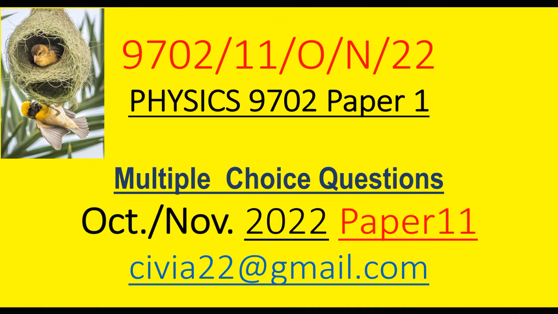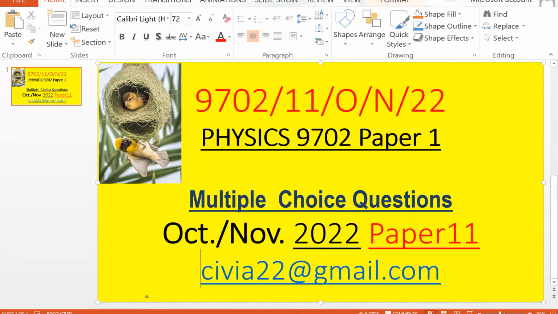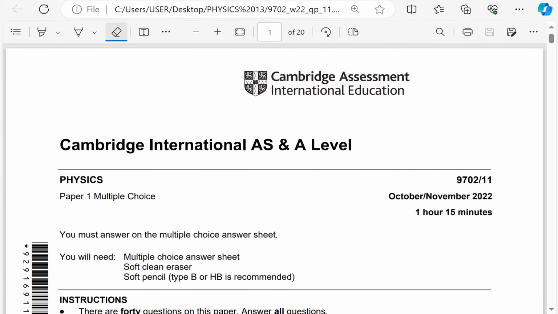This is Physics 9702, paper 1-1, October/November 2022. Without wasting time, I would like to take you to the question paper. So we are starting with 1-1. I will solve 1-1, 1-2, and 1-3 because normally these are totally different papers.